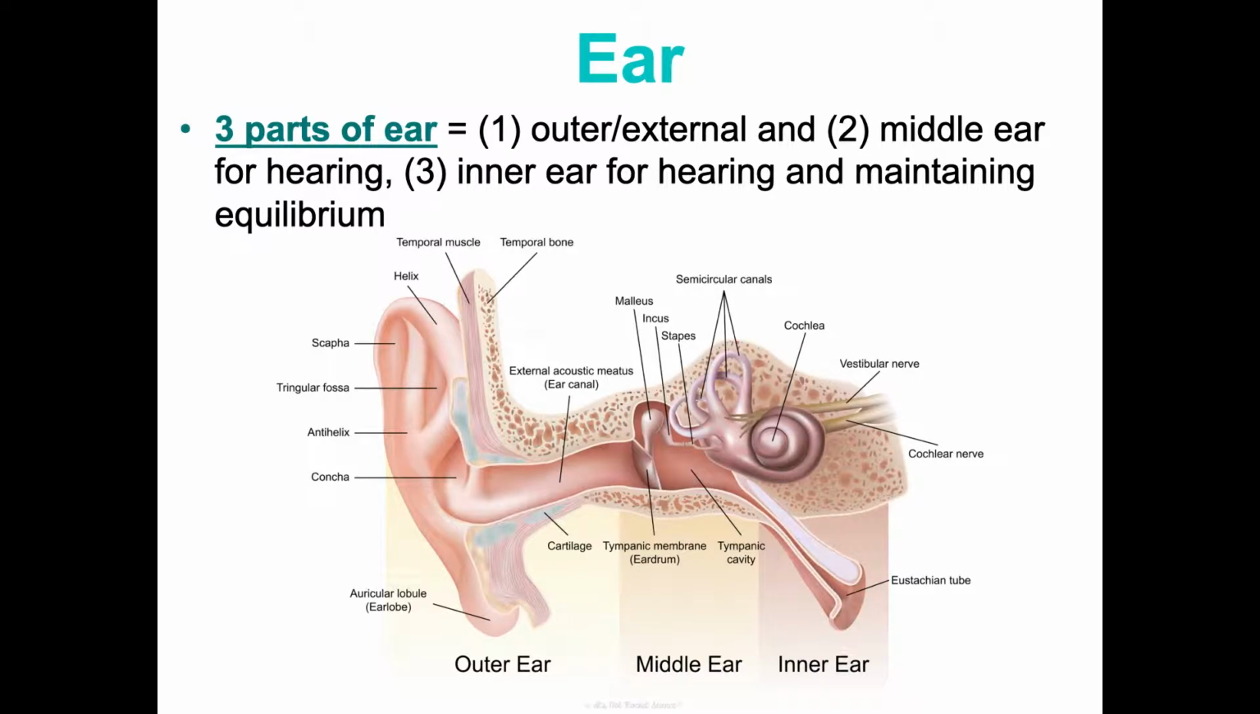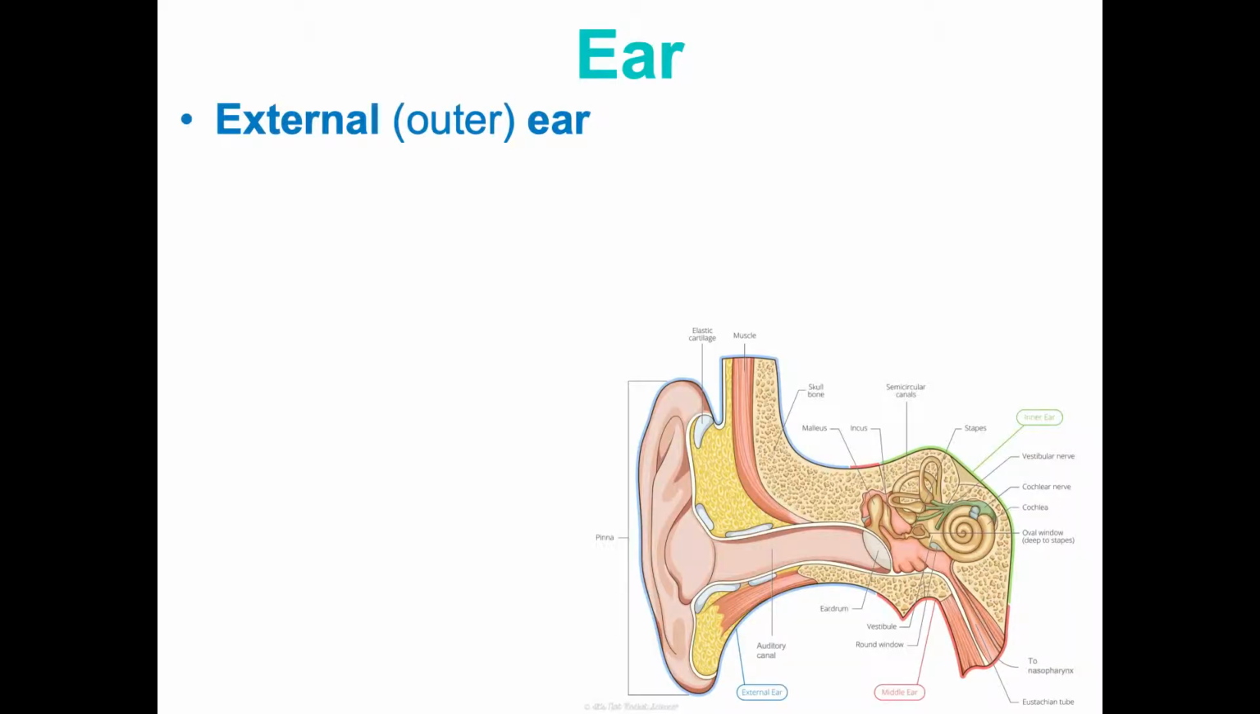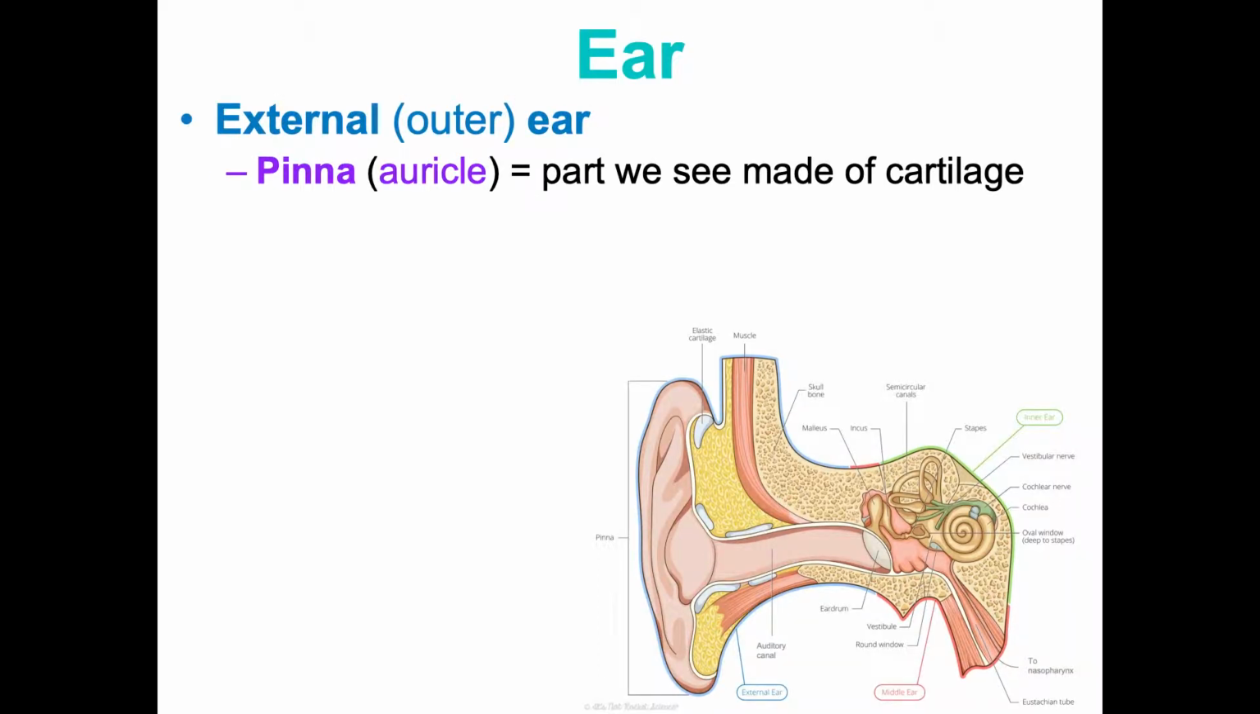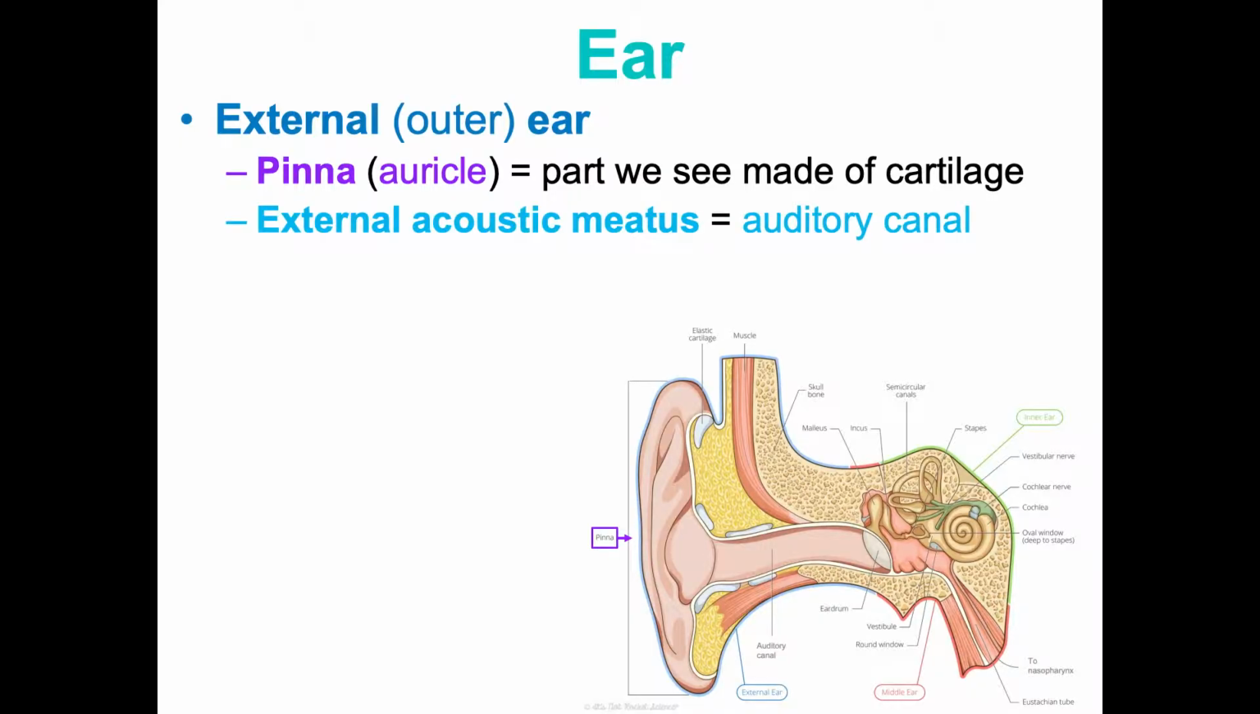So, 3 general parts. You have your outer or external ear, your middle ear, which is especially important for hearing, and then your inner ear, which is important for both hearing and maintaining your equilibrium, or balance. So let's start with the external or outer ear. A couple of parts. We've got the pinna or the auricle. This is the part we see, which is made of cartilage, that you may have a bunch of piercings on. We also have the external acoustic meatus, which is just your auditory canal.